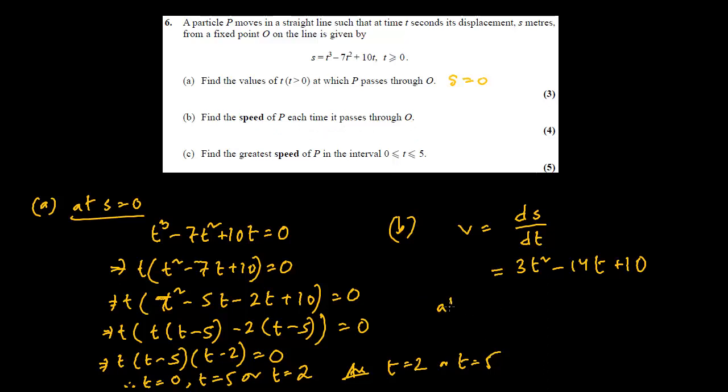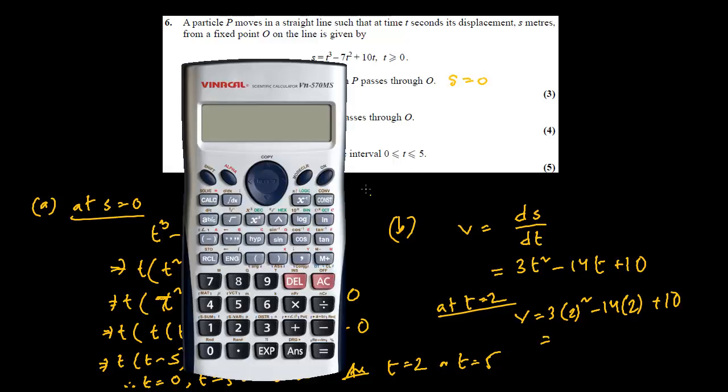So we have to write at t equals 2, v equals 3 times 2 squared minus 14 into 2 plus 10, and that turns out to be 12. Let me use the calculator directly. So 4 3s are 12, minus 14 2s are 28, plus 10, that is minus 6.